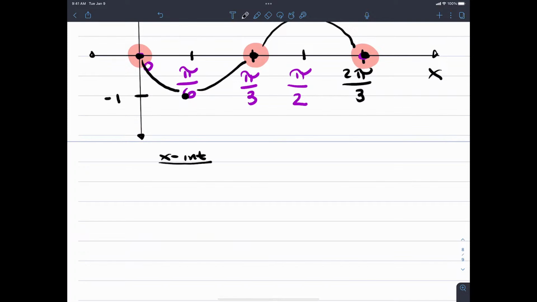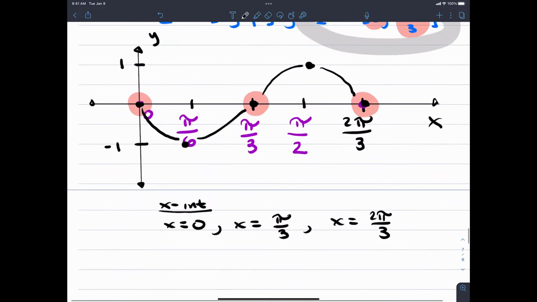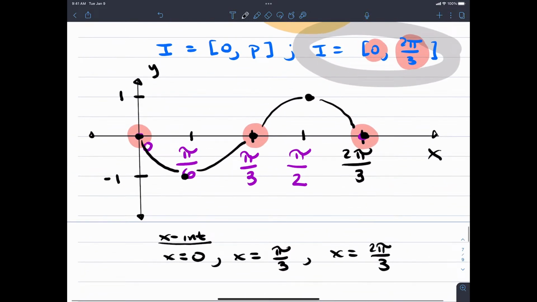X-intercepts happen when x equals what? 0. When x equals pi over 3. And when x equals what? 2 pi over 3. Okay? In this interval of one cycle, this is where your curve crosses the x-axis.